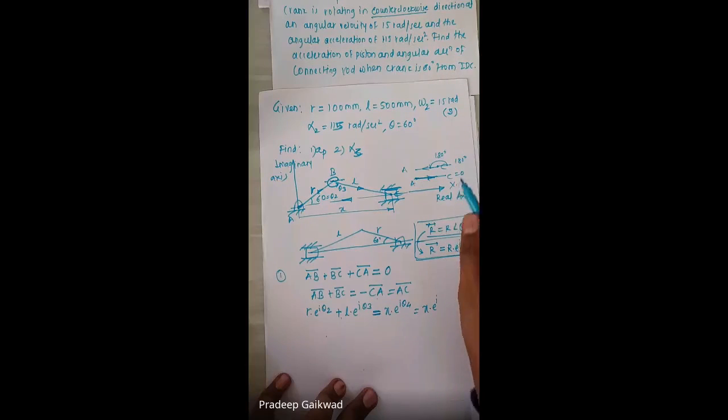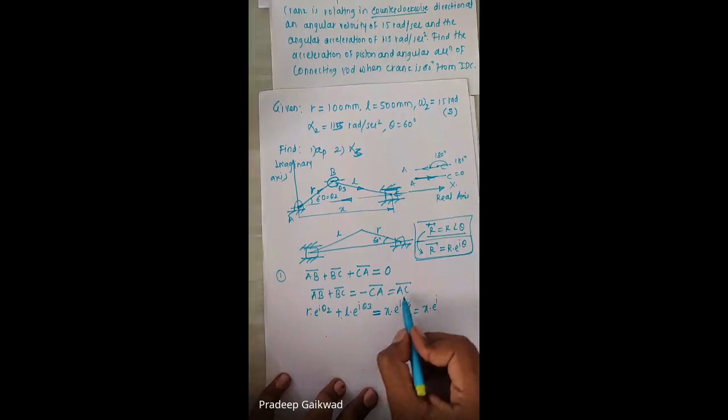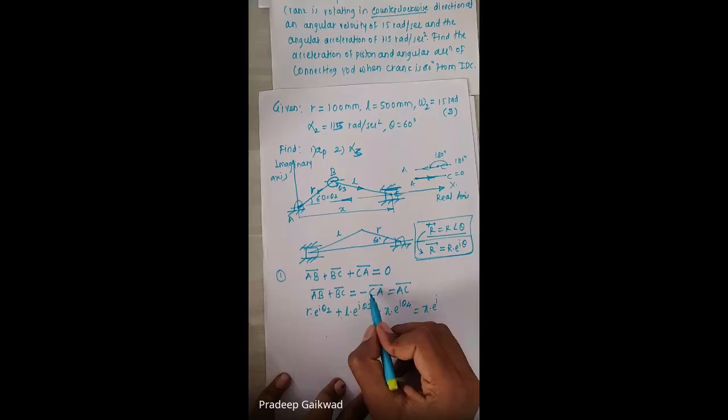Do you understand? When it is CA, it is 180. But when it is AC, it will be 0. So in this case, I consider AC, not CA. So how much is theta 4? Theta 4 is 0. And if it is CA, then here it is 180.